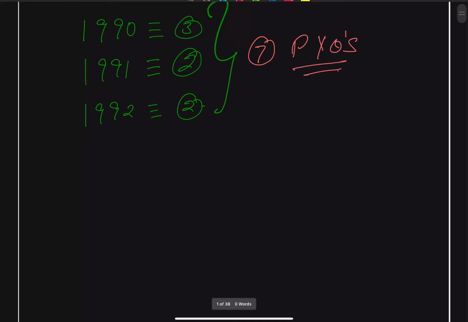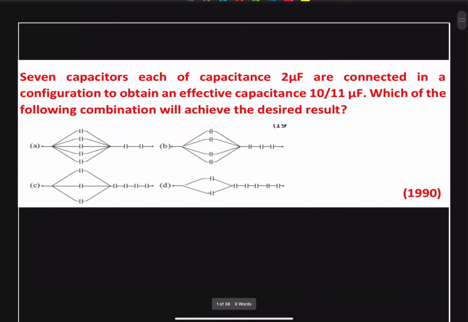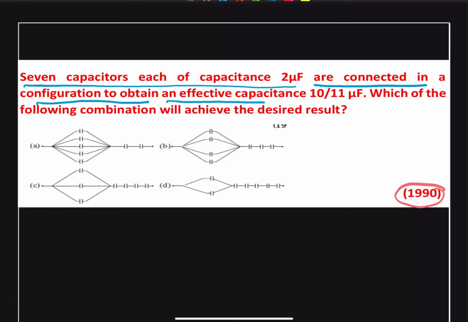So first question, it was asked in the year 1990, and it states that 7 capacitors, each of capacitance 2 microfarad, are connected in a configuration to obtain an effective capacitance of 10 by 11 microfarad. Which of the following combination will achieve the desired result?